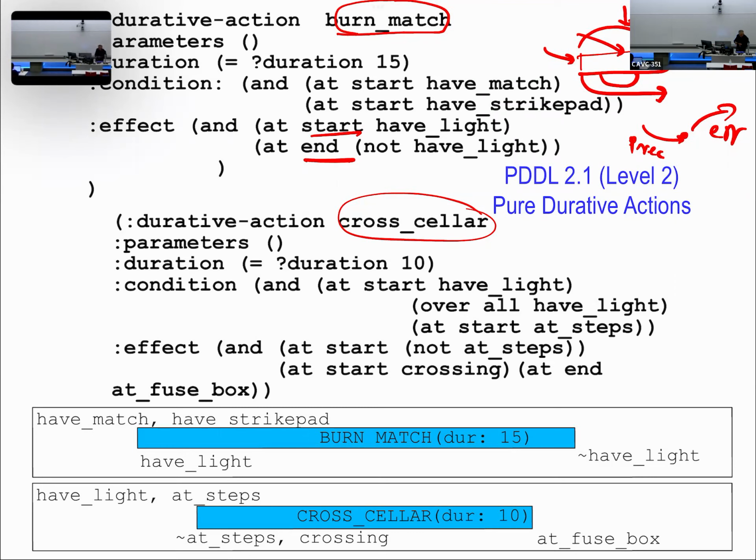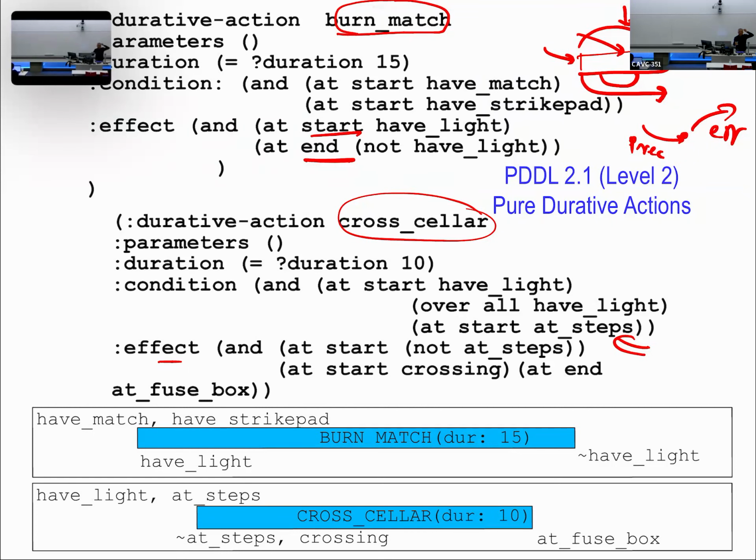And crossing the cellar is an extra action. This is for the domain of trying to fix the fuse in a dark basement. So crossing the cellar essentially says the duration to cross the cellar is 10 units. The condition is at start you must have the light, so that you can start walking, and over all the time you are walking, there should be light. It's a reasonable constraint, okay? And at start, you are at the steps. Cellars typically are at the basement level, so you're getting down the steps to go through the basement to the fuse. And typically if you don't have light when you're getting down the steps, you fall down.